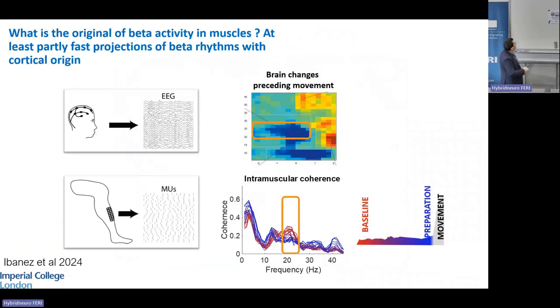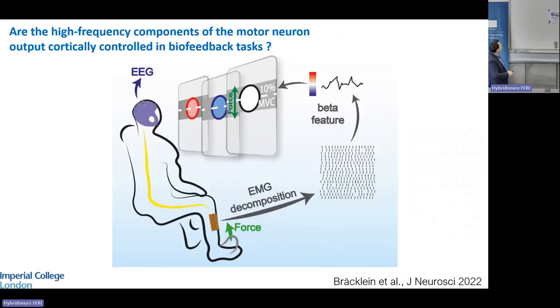Right, now the interesting thing is to say, okay, when we've done all this, how is the beta band in the motor neuron modulated? Is something really volitional? Does it come from the cortex? These are things that we discussed before, but this is a study looking at that.